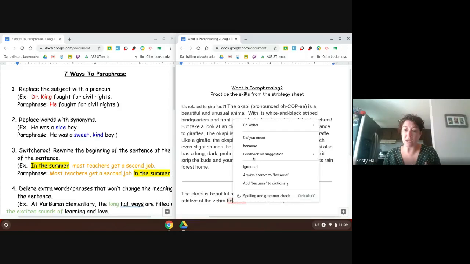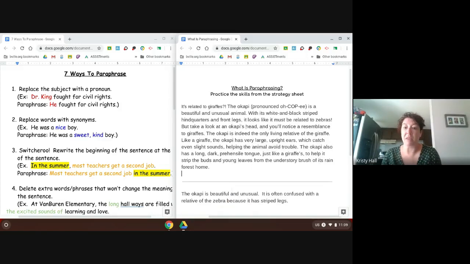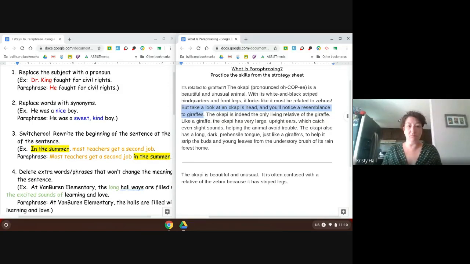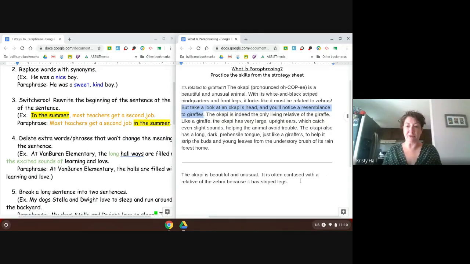So I'm going to be asking you to help me out with paraphrasing some of the next part. Let's look at this next sentence. But take a look at an okapi's head, and you will notice a resemblance to giraffes. Who can help me paraphrase that? So I want to say the same thing, but in my own words, in another way. How can we rephrase that sentence in your own words? You could try a switcheroo. If you have an idea, just call it out.